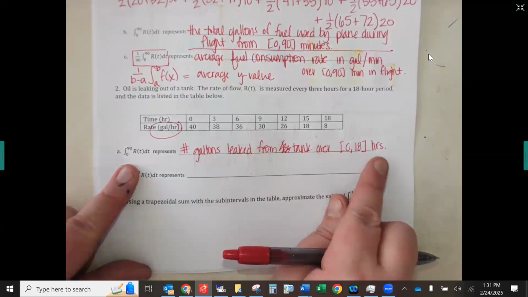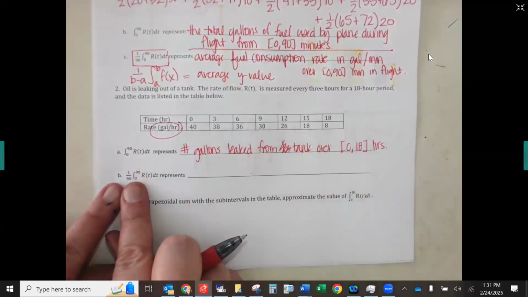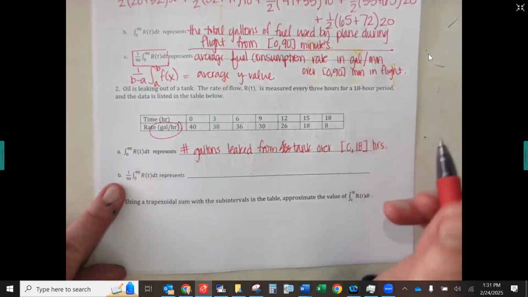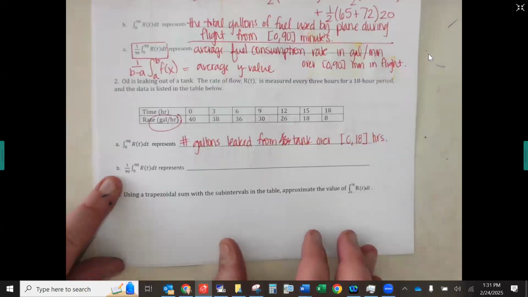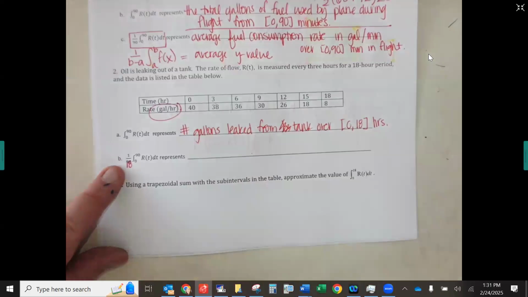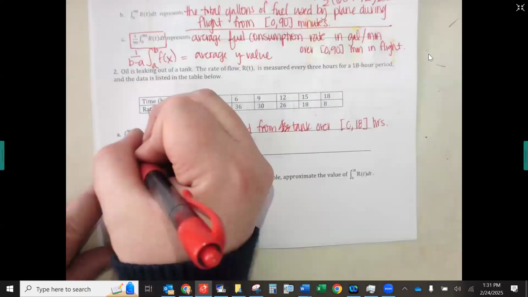But now I'm going to take the total gallons leaked and divide it by, sorry, it's not 18, but it should be, just pretend. Okay, now let's say I put a 1 over 18 in front of that. Okay, this should be 18, so it matters.